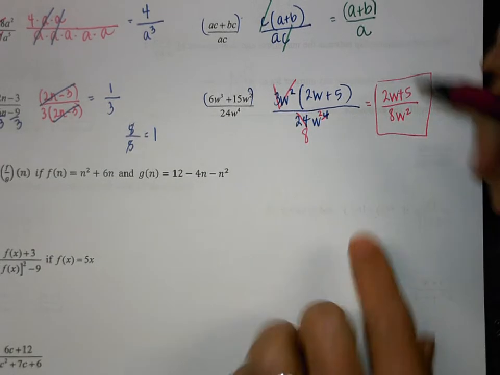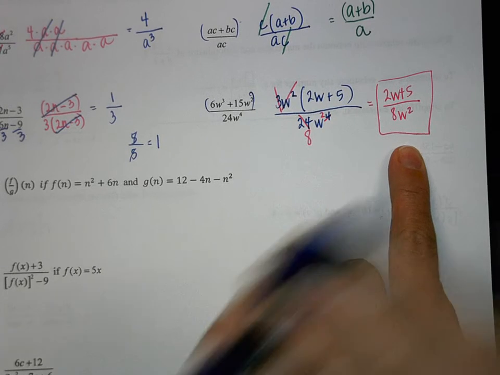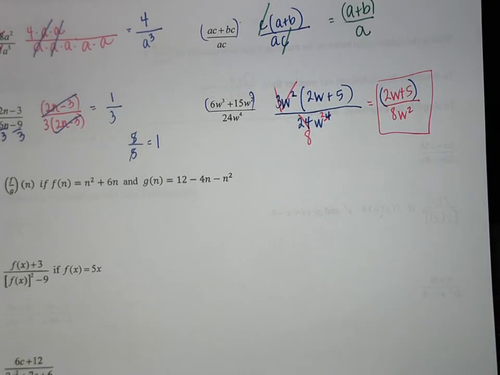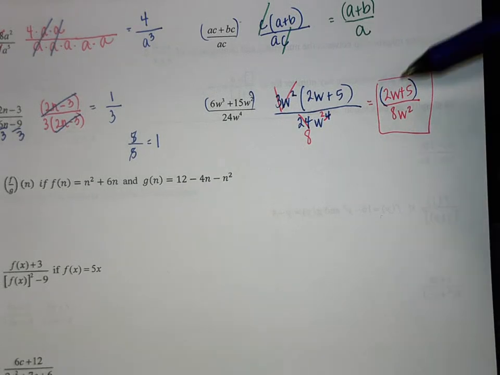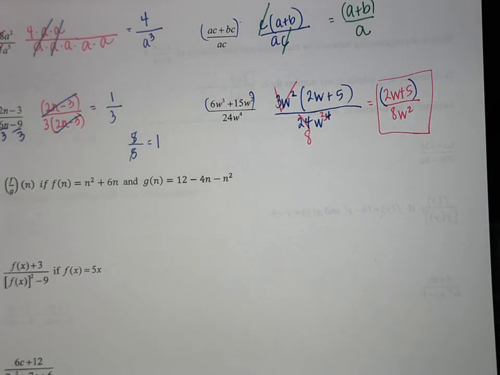Okay, and then could I cancel the 2 and the 8? No. So again, when you notice a plus or a minus, put those in parentheses to remind yourself that those are stuck together like glue. And the only way that I can reduce those is either by factoring something out or if it is exactly the same. Okay? So this 2 and this 8 cannot reduce because the 2w plus 5 is stuck together. Okay? All right, any other questions?